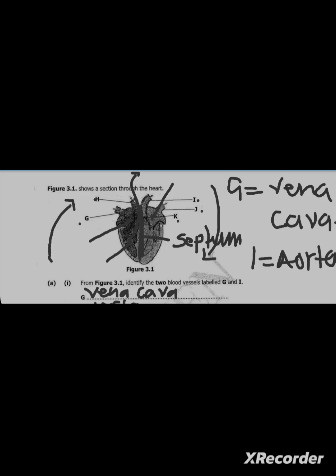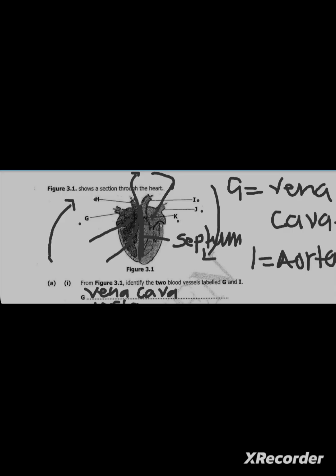When the blood has been oxygenated, it will come back all the way to the left side of the heart via the pulmonary vein. We've discussed that already. When the blood comes here, it will go this side, and then it will be pumped to the rest of the body.